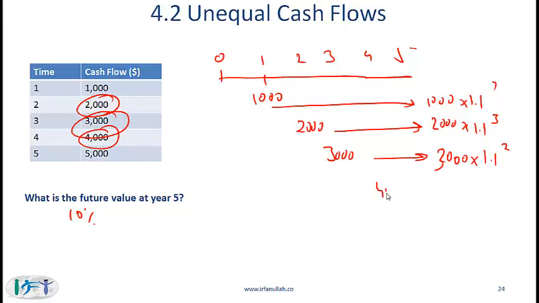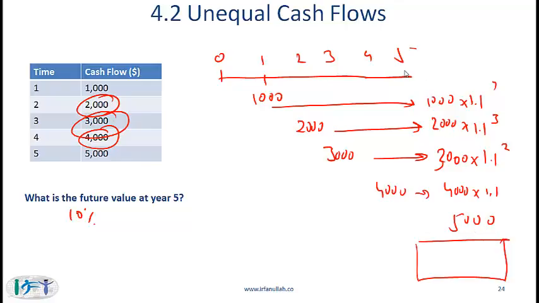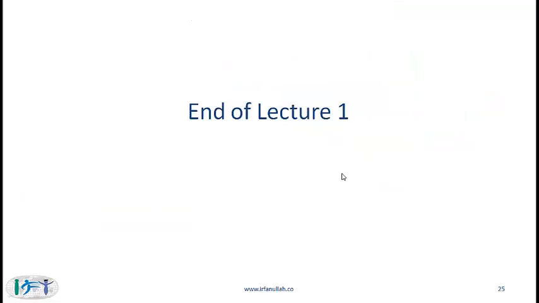4000 is going to be compounded just 1 period, and the final 5000 at the end of year 5 is what you have. So add all these numbers, that is your future value at the end of year 5. When you do the calculation, what you should get is 17,156.1. So that is it in terms of the first lecture in the series on time value of money. In the next lecture, we will talk about the concept of present value.